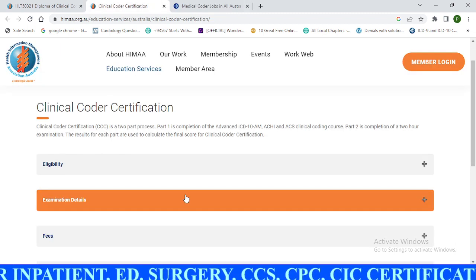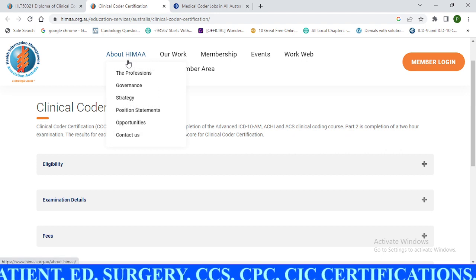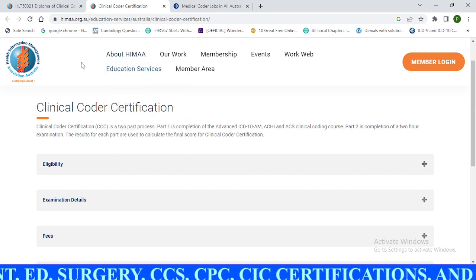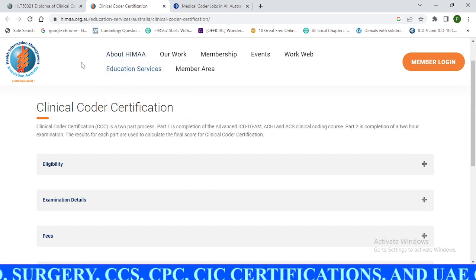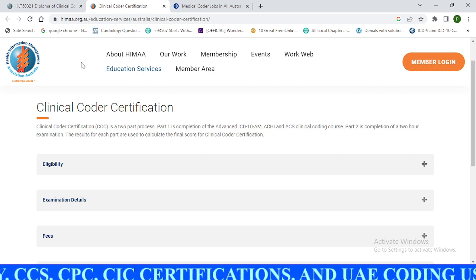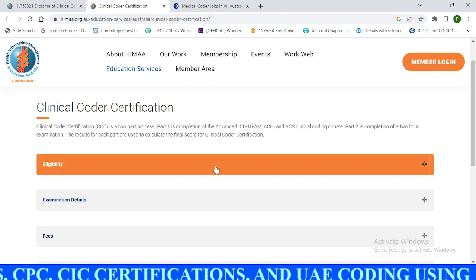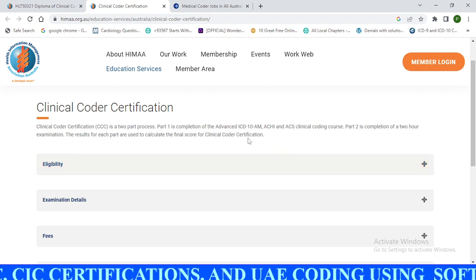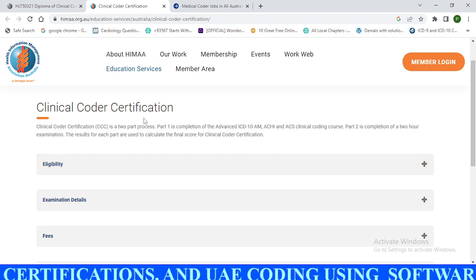These are the modules you need to purchase and learn if you want to learn all these latest updates. We just talked about HIMAA. HIMAA means Health Information Management Association of Australia. They conduct the clinical coder certification. Previously we saw CCC. This is the clinical coder certification.